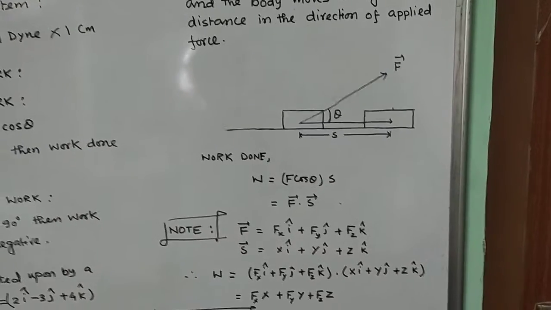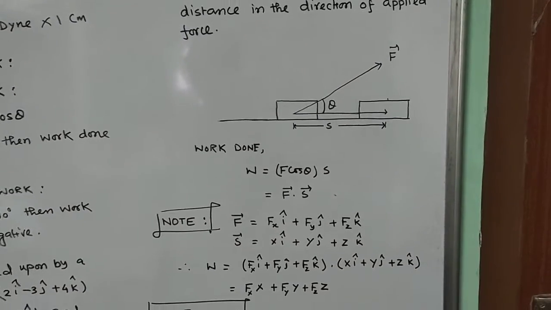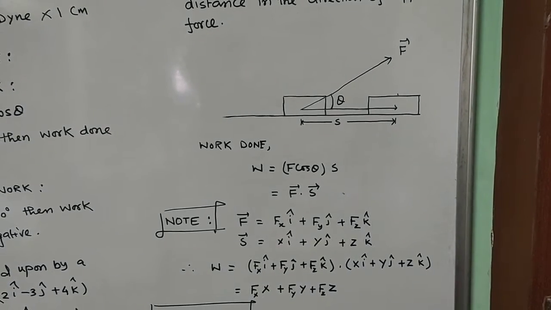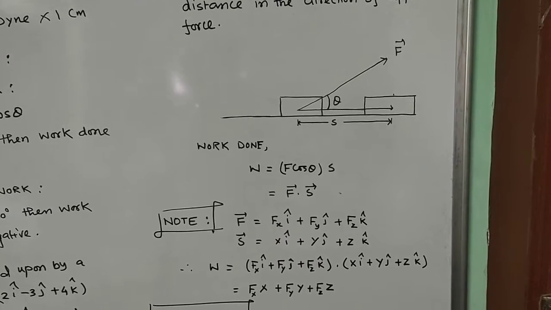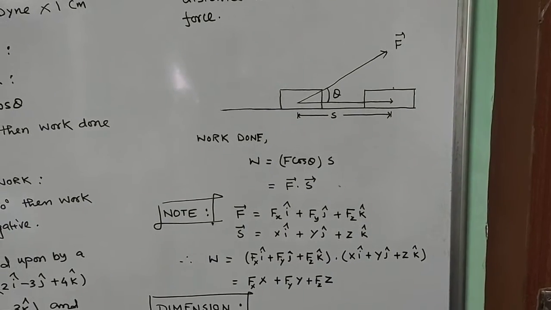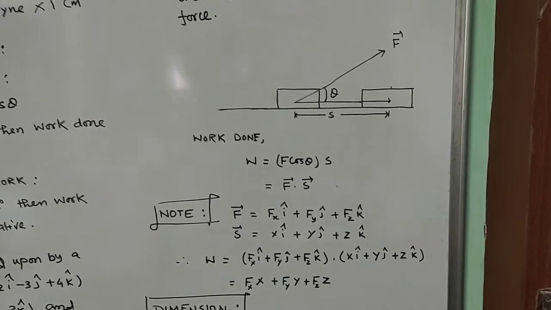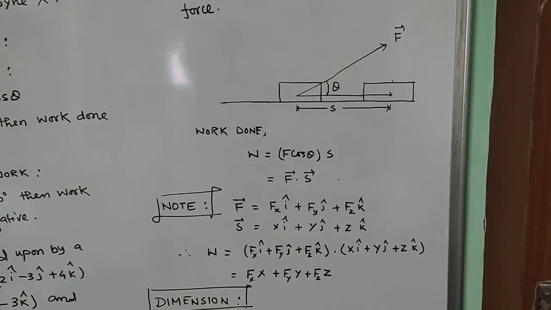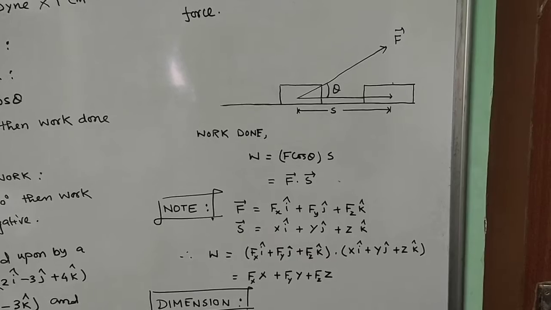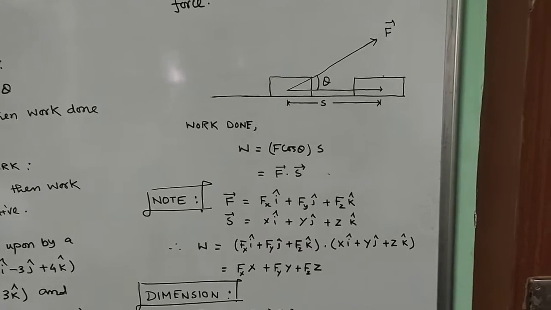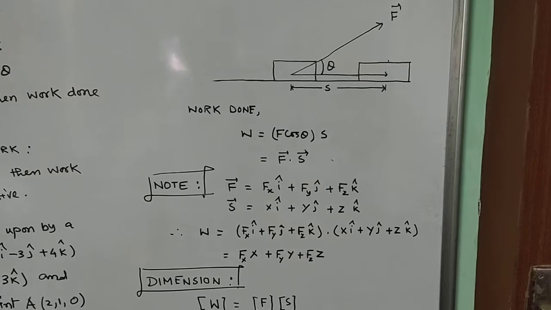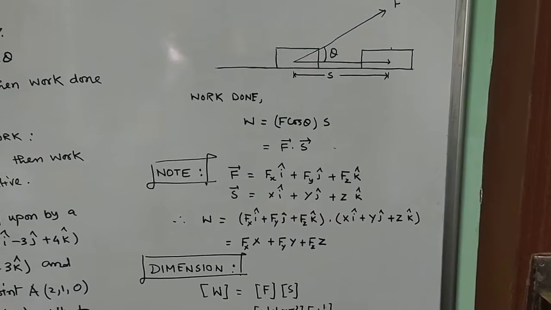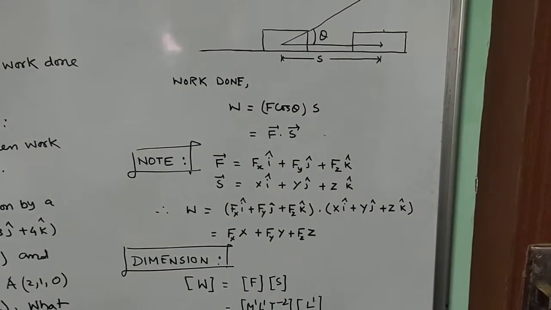Now if you consider the unit vectors, you can define F vector in terms of components of i cap, j cap and k cap. So Fx i cap plus Fy j cap plus Fz k cap. S vector also like this: x i cap, y j cap plus z k cap. So x, y, z are the components of S along x, y, and z direction, and Fx, Fy, Fz are the components of F along the x direction, y direction, and z direction, or along the direction of i cap, j cap, and k cap. So if you take the dot product, i dot i is 1 and i dot j is 0. So ultimately we'll get Fx x plus Fy y plus Fz z.